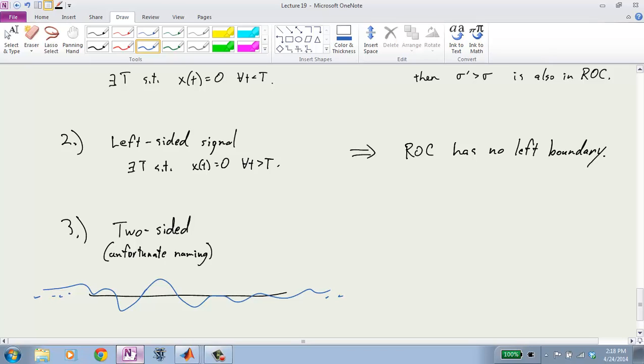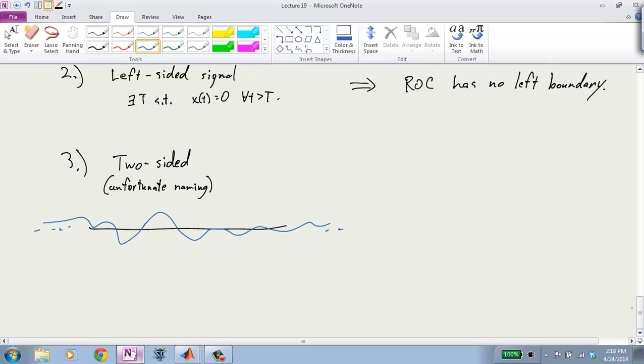left-sided and it's not right-sided. It doesn't have a bound in either direction would be the implication. But I'm not even going to give it a mathematical definition because I think mathematically any signal could be called two-sided. It's really an interesting name. But then we have finite duration, and this is useful.